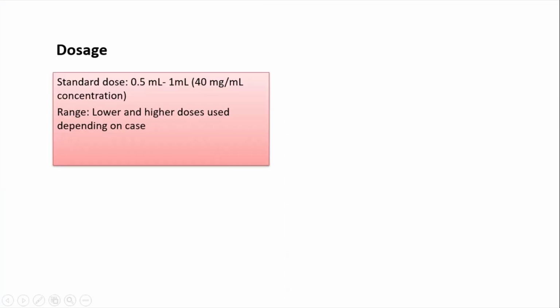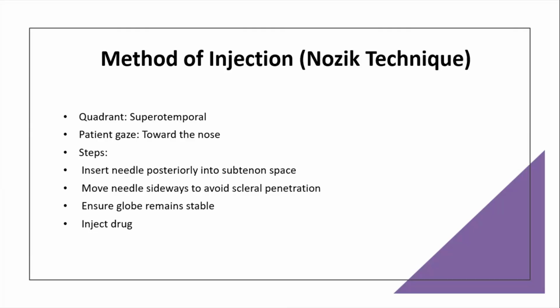The dosage, the usual dosage we prefer is 0.5, but up to 1 ml has also been used, at a concentration of 40 mg per ml. The usually used technique is the Nozik technique, where the supratemporal quadrant is used. Let's just go to the video.